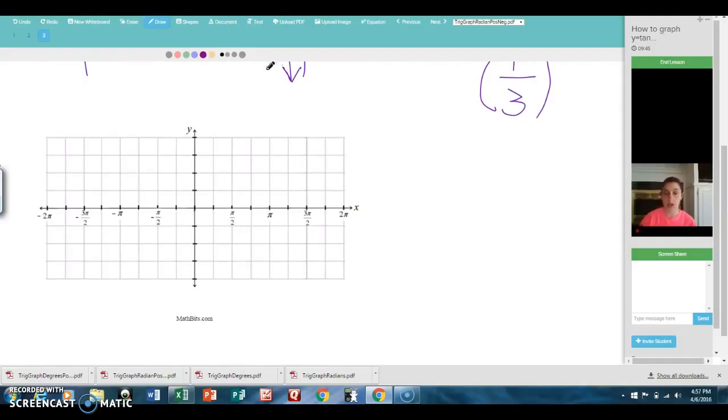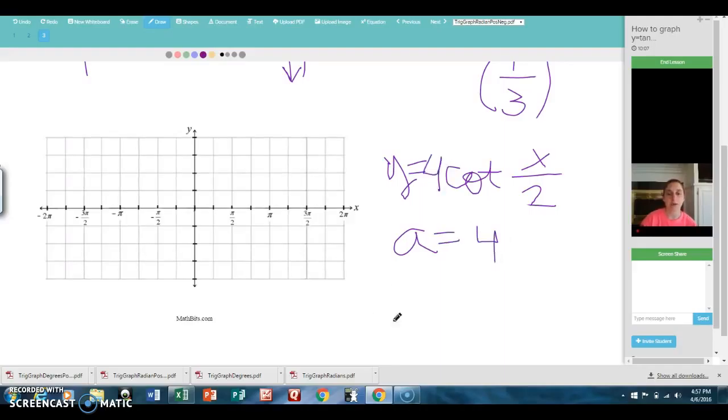We're going to do a transformation on that. Let's do y equals 4 cotangent of x over 2. So the a value is 4, and the period is pi over 1/2. Let's see, pi over 1/2 is going to give us 2 pi.